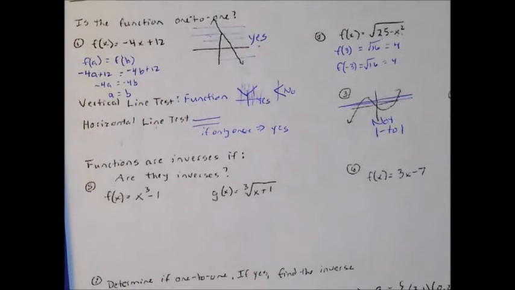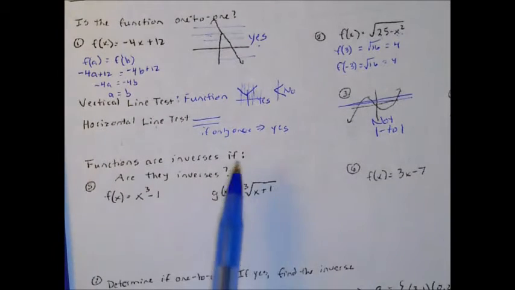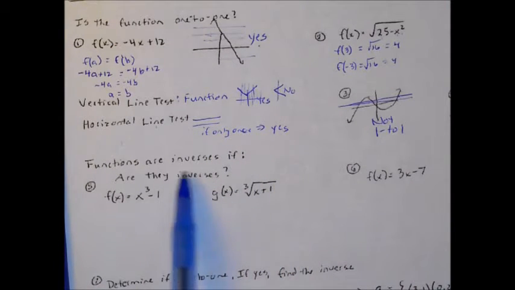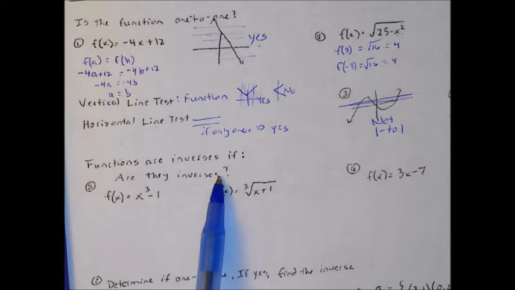Okay, so that's the first part. First, identify if it's a 1 to 1 function. Next, we can talk about the inverse of it if it is a 1 to 1 function. Okay, so functions are inverses if, we can think about a couple of things.